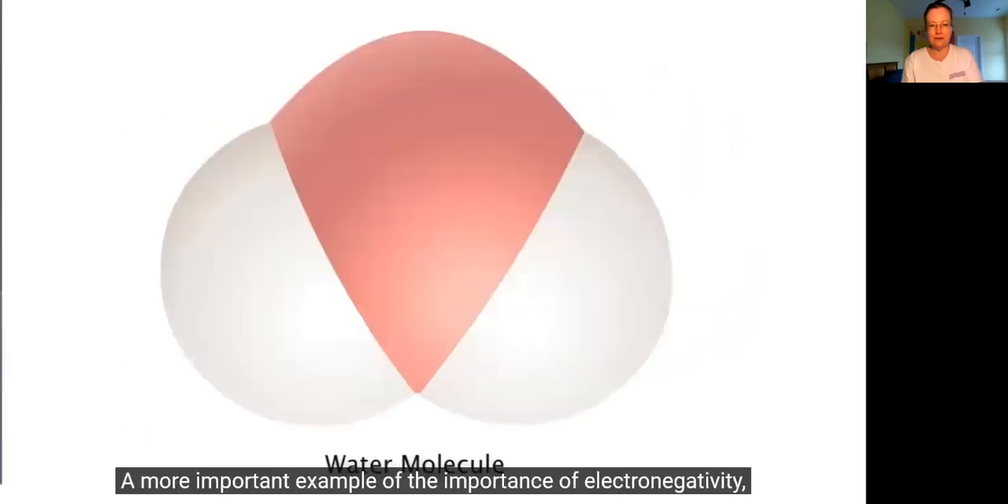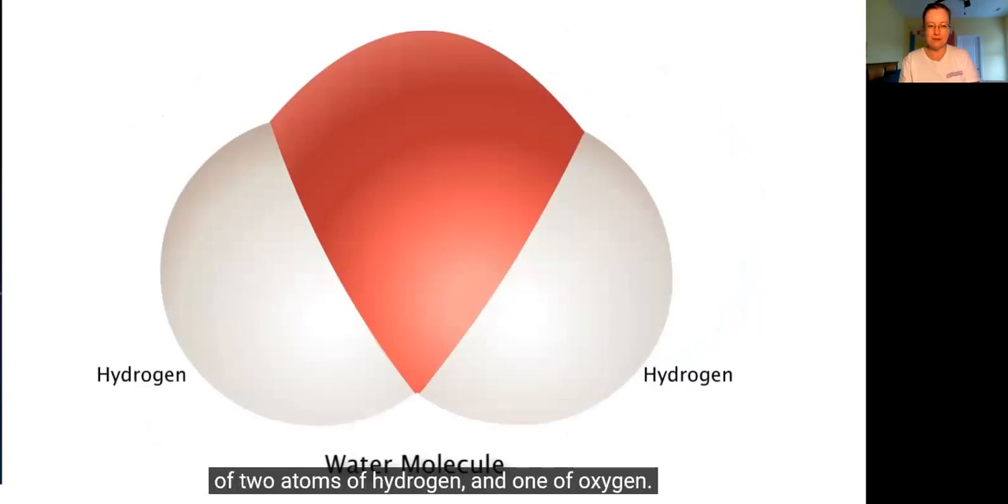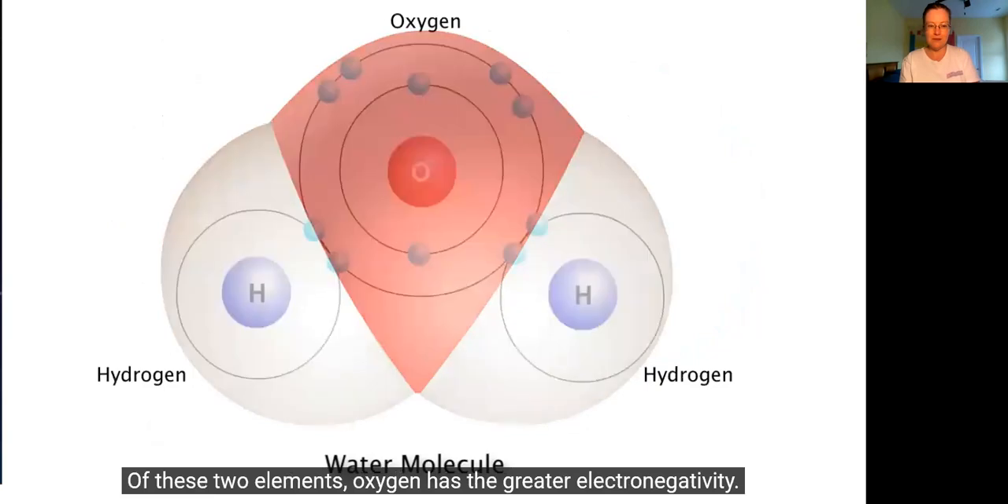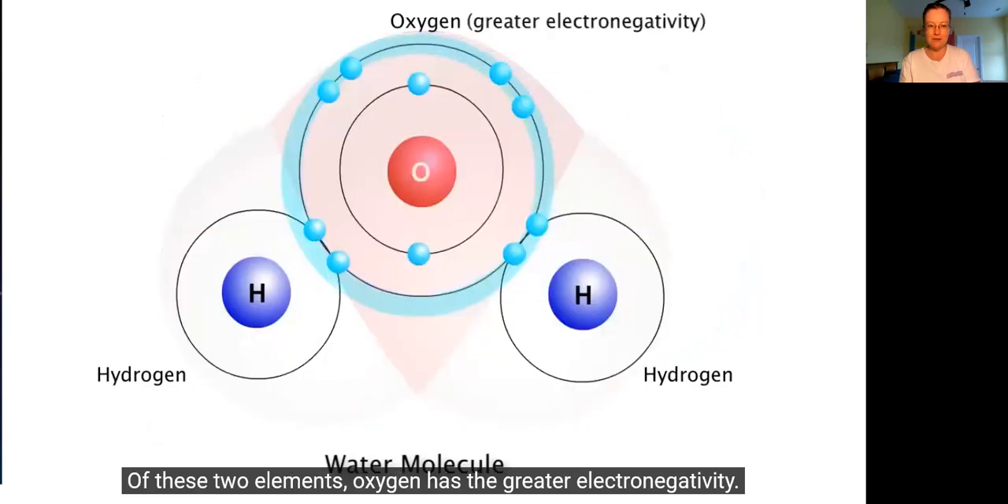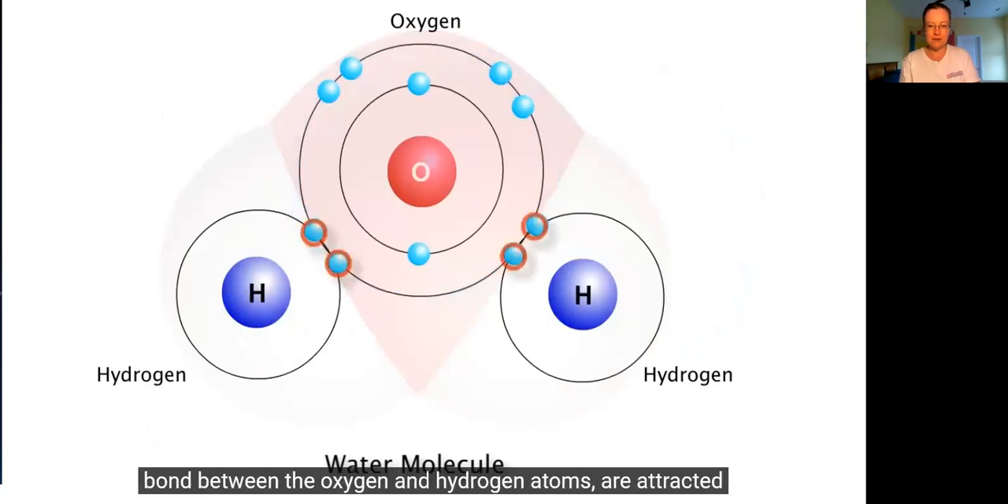A more important example of the importance of electronegativity occurs within a molecule of water. Water is composed of 2 atoms of hydrogen and 1 of oxygen. Of these 2 elements, oxygen has the greater electronegativity. Because of this, the electrons that are shared in the covalent bond between the oxygen and hydrogen atoms are attracted more towards the oxygen atom and thus spend, on average, more time orbiting the oxygen atom than the hydrogen atom.